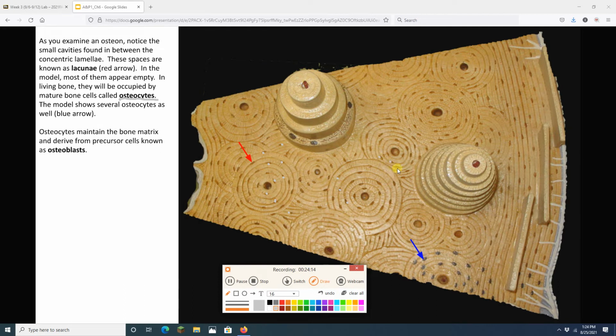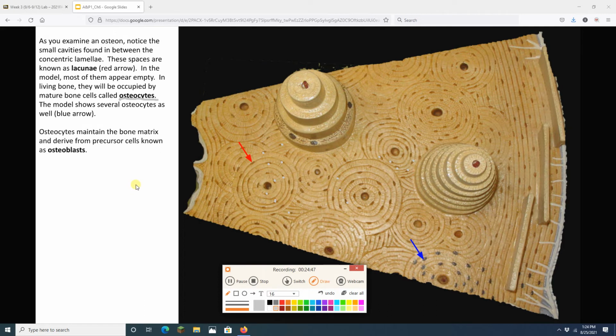Osteocytes, once upon a time, were cells called osteoblasts. And osteoblasts make the bone matrix. So chondroblasts make cartilage matrix. Osteoblasts make bone matrix. Fibroblasts make the fibers of the matrix of other connective tissues. So osteoblasts make matrix. When they're surrounded by matrix, they turn into osteocytes. And they're hanging out in lacunae.